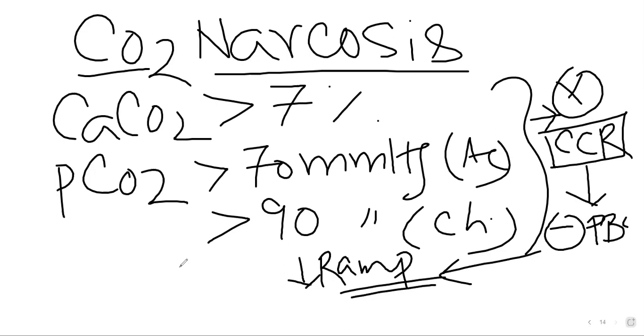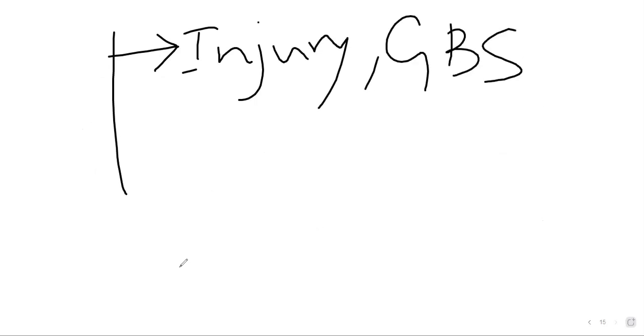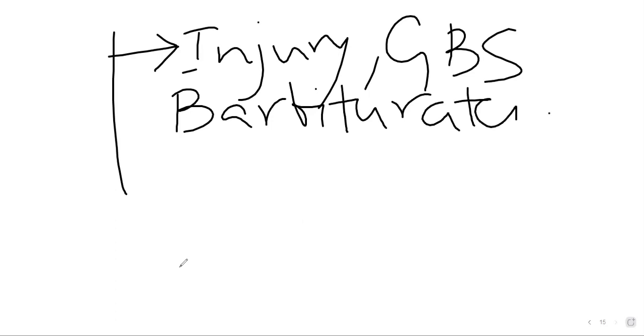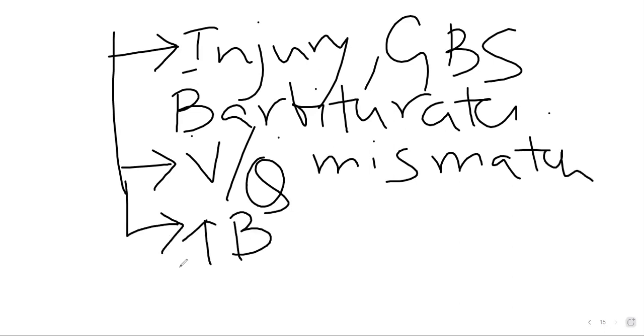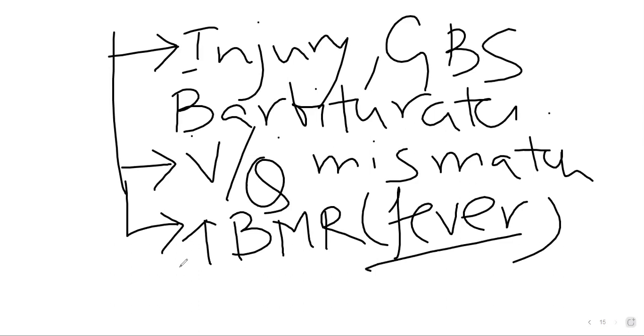In which situations can this occur? Number one, if there is respiratory center depression due to any injury or spinal cord injury, or in a situation like Guillain-Barré syndrome, or barbiturate or opioid poisoning. Number two, if there is a V/Q mismatch. And number three, if there is an increase in your BMR, like in thyrotoxicosis or fever. Under these circumstances, CO2 narcosis will occur.